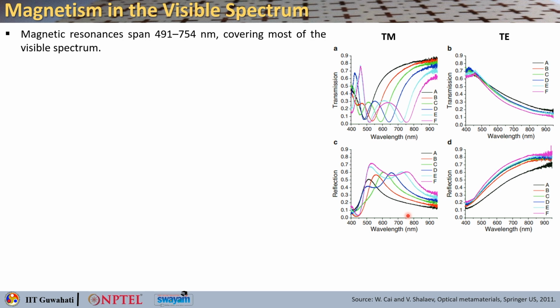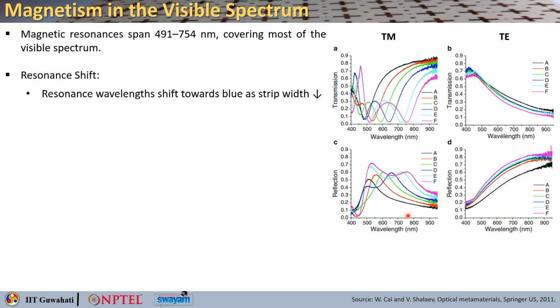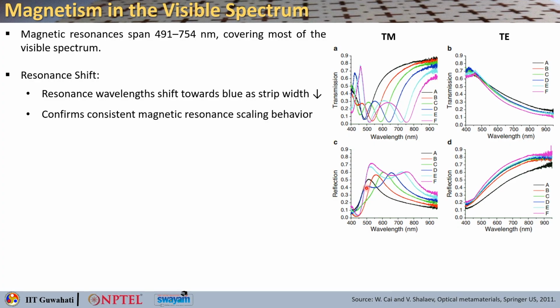That covers most of the visible spectrum, which is very good. It is important to note the position of the resonant wavelength in this TM mode: you can see that they move towards blue when decreasing the width of the strips from sample F to sample A. This confirms a consistent magnetic resonance scaling property, which is a good indication, and can serve as a guideline to develop other devices or meta atoms for this kind of magnetic response within the visible range.